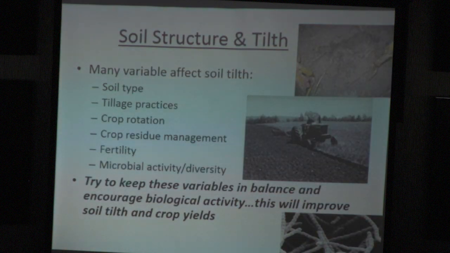So soil structure and tilth, as was already mentioned, can be very variable and is affected by your soil type, your tillage practices, even your crop rotations, your residue management, your fertility, your nutrients, as well as your microbial activity and diversity. All of these things need to be kept in balance. We don't want to do any one thing more than the other. We want everything for the right time. And when we do this, this will improve our soil tilth and our crop yields.